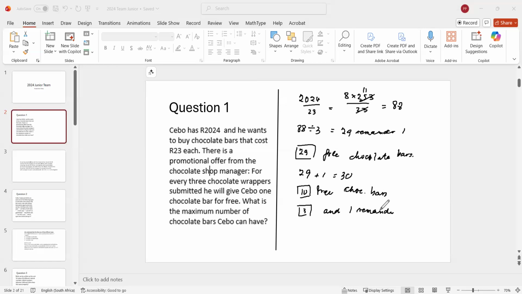3 goes into 10 three times, so you can make 3. And with those 3, you can make one more. Exactly, and he has one spare. Actually, he'll have 2 spare, because this one together with the one that remained, but that's not enough to get any more chocolate bars for free. So this is where it stops.